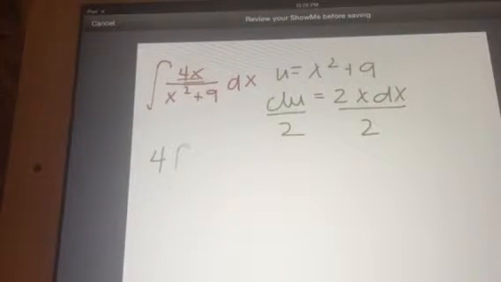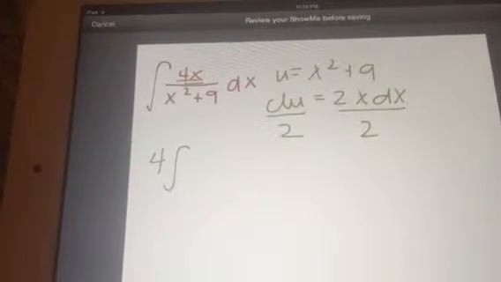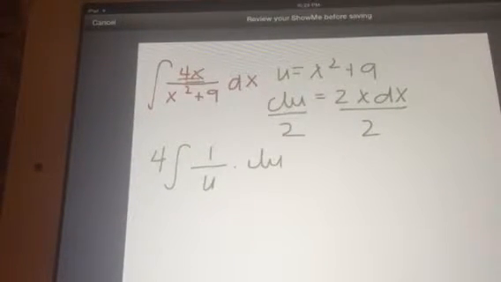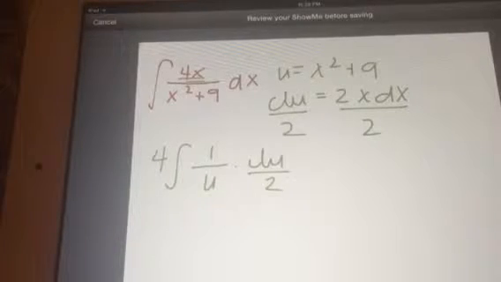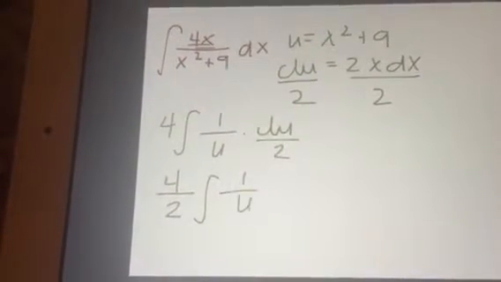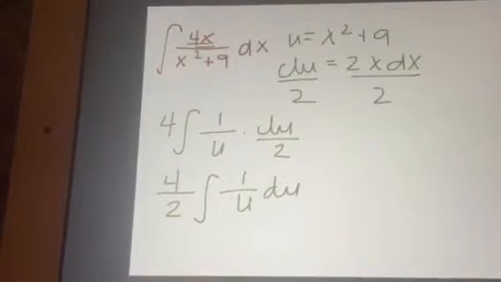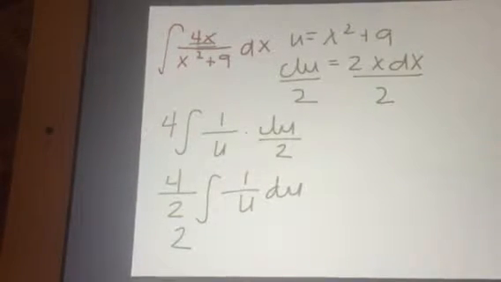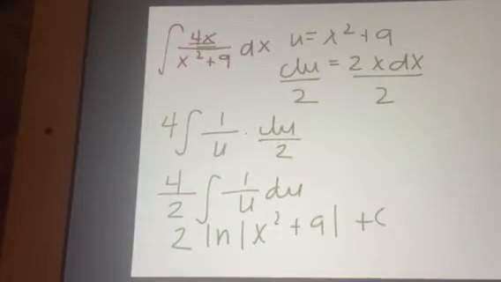So we'll have 4 integral of 1 over u times du over 2. Pull out your constant. So you have 4 over 2, 1 over u du, which simplifies to 2. The integral of 1 over u is ln of u, which in this case is x squared plus 9, and then plus c.